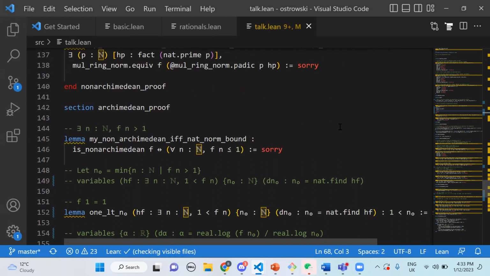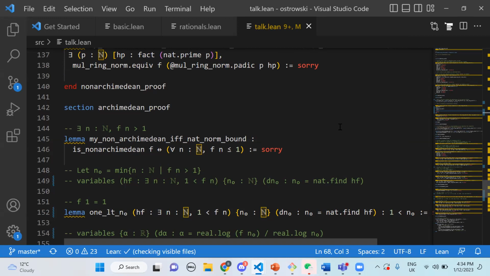So for the Archimedean case, the first lemma says that f is non-Archimedean if and only if it is bounded on the naturals. It's just a remark. We just talked about one direction above, but actually the other direction should follow very easily here. And so now we think about if it's Archimedean.